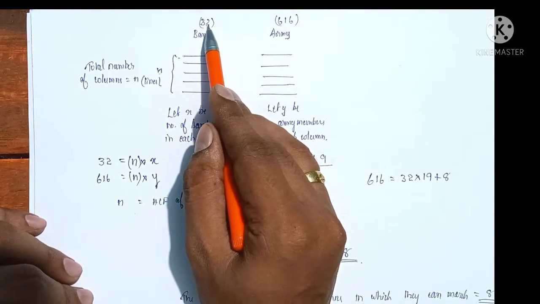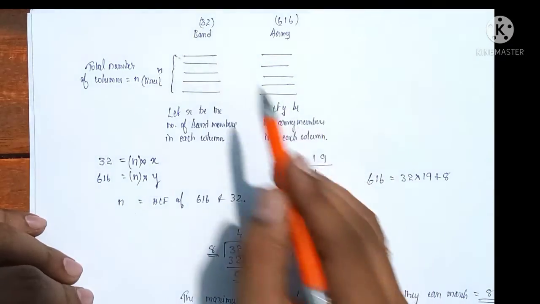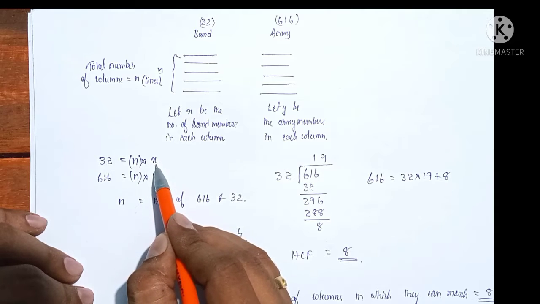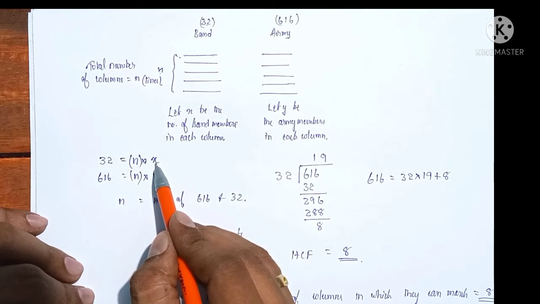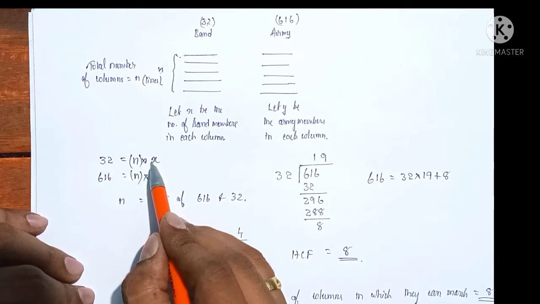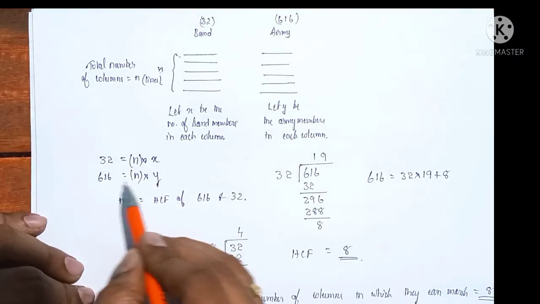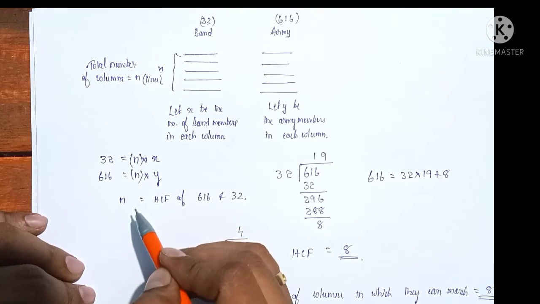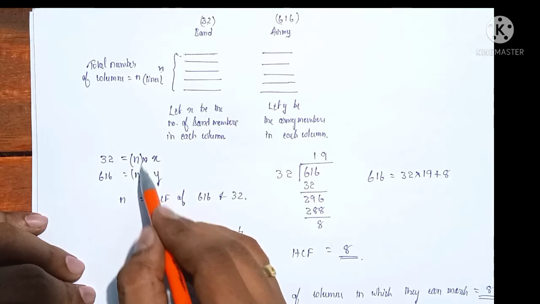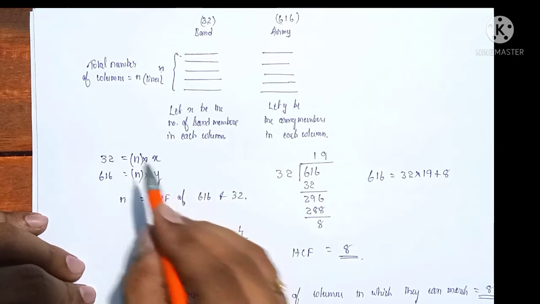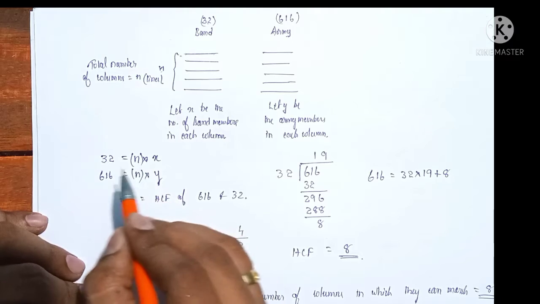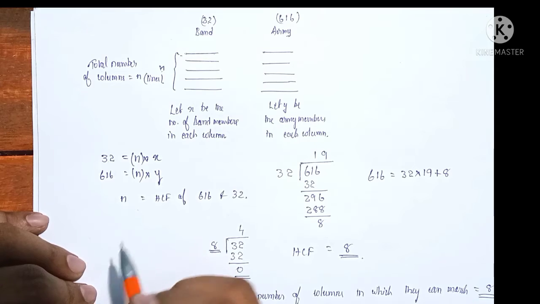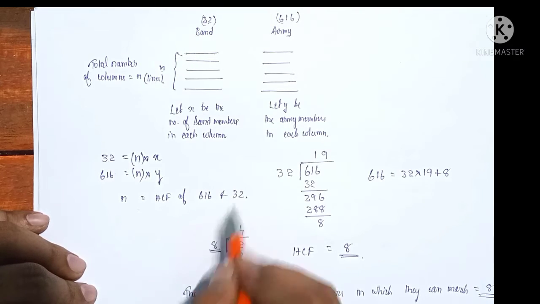So we know the total number of band members. We can write 32 is equal to n, the total number of columns, times x, the band members in each column. So 32 is equal to n into x. Similarly, 616 is equal to n into y. From these two, we can understand n is the highest common factor of both. So to find n, we find the HCF of the numbers 32 and 616.